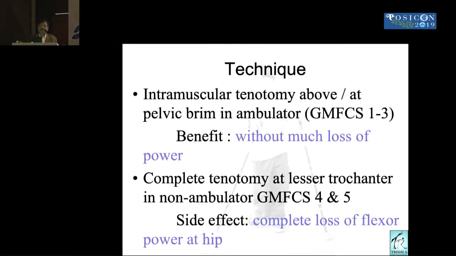There are 2 techniques. One is at the pelvic brim or above the pelvic brim, intramuscular tenotomies, a very useful procedure that should always be done in ambulators, that is GMFCS 1, 2, 3. But we can do complete tenotomy at the lesser trochanter if the child is not an ambulator, like GMFCS 4 and 5. That complete tenotomy should not be done in ambulatory patients because the psoas muscle is a very important hip flexor.